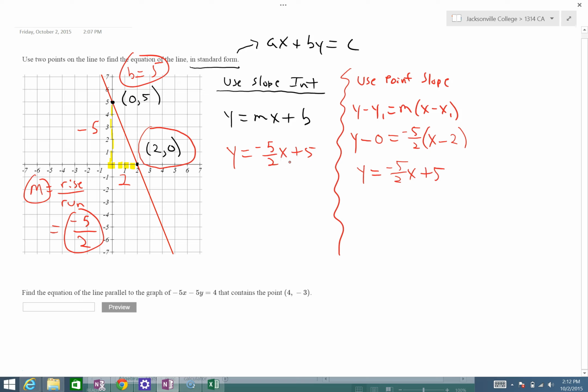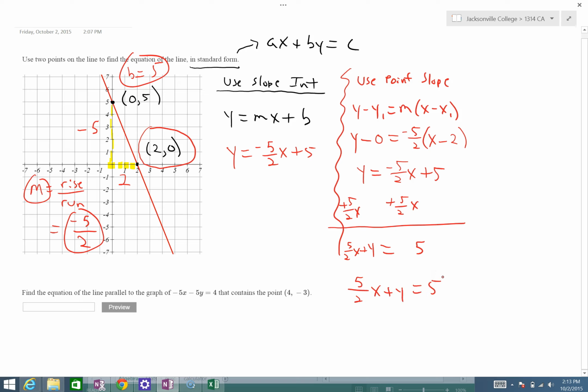Okay, but I want to get it in standard form. I need to write it as ax plus by equals c. So I want this term on the right hand side. Alright, I'm going to add 5 over 2 to both sides. This cancels, leaves a 5. Here we have 5 over 2x plus y. So I have 5 over 2x plus y.